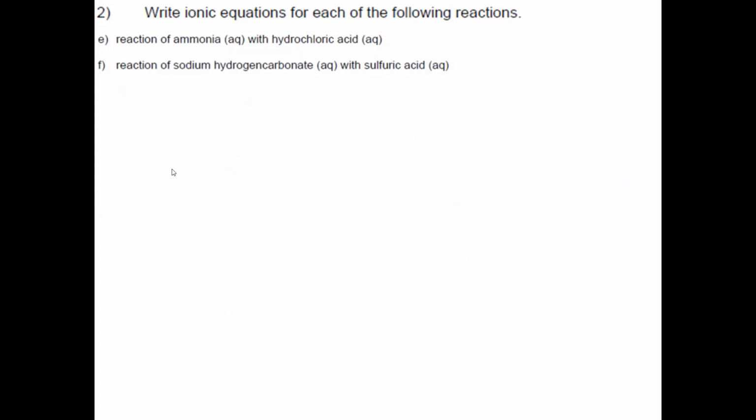E, reaction of ammonia with hydrochloric acid. So ammonia is NH3 plus hydrochloric acid is HCl. And what you're going to get is NH4Cl. Okay, so in this reaction, if you can see, that's going to be aqueous as well. So all of the things are aqueous. However, there is some change because that's NH3 aqueous, that's NH4 aqueous.